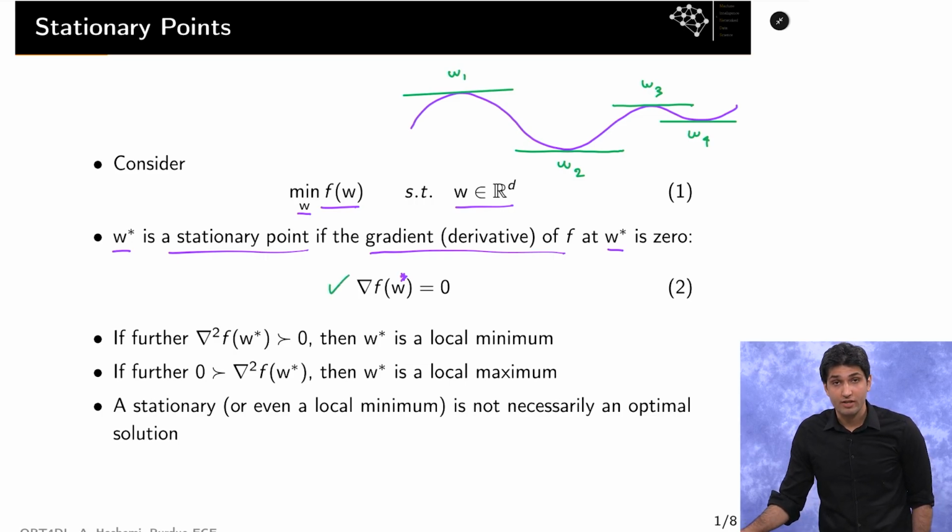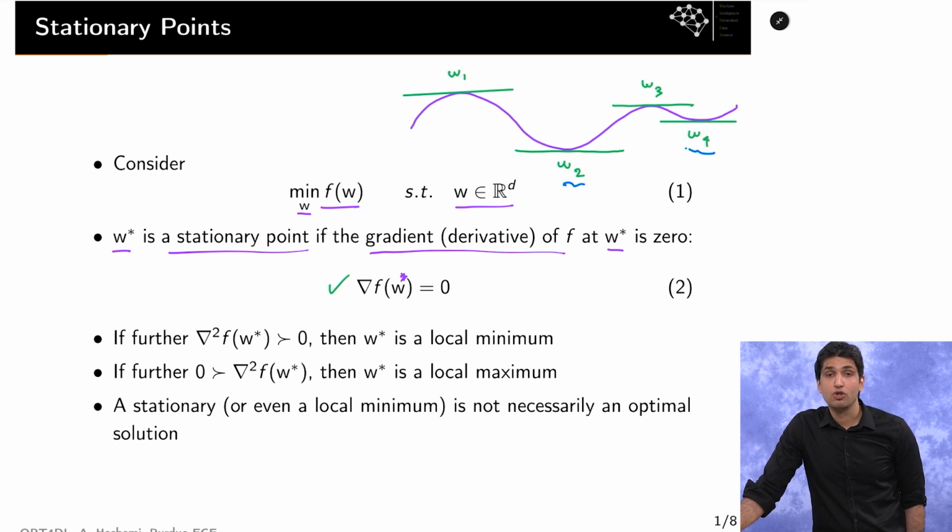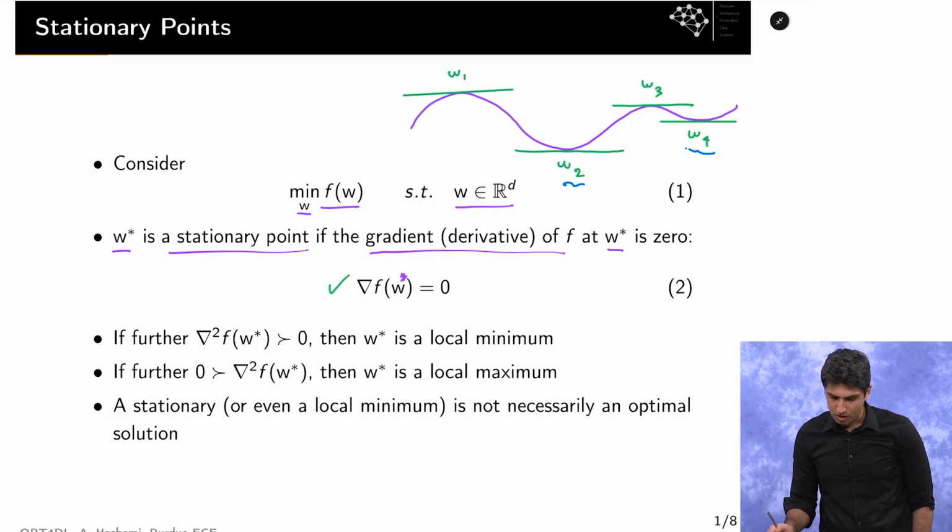But they're not all the same. Intuitively, some are better than the others. In particular, if I want to minimize a function, w1 and w3 are not good solutions because locally they are actually maximizing the function, okay? On the other hand, w4 and w2 are better in the sense that at least locally they are minimizing the function. And between w2 and w4, obviously, as we can see here, w2 is a better solution because it achieves a lower function value, right?